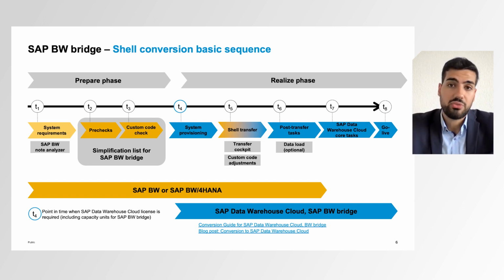After that, within T3, of course, we continue with the custom code check. For this, we are providing our customers a dedicated report to verify that the custom code used in SAP BW objects, like, for example, routines used in transformations or data transfer processes, will be compatible with SAP BW Bridge coding conventions.